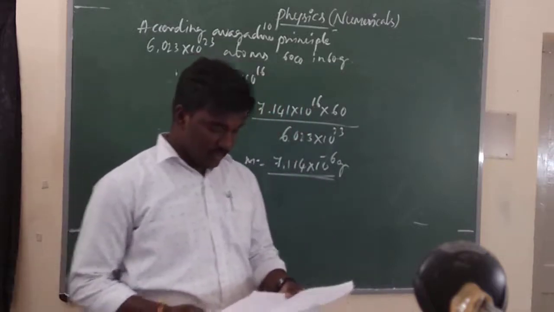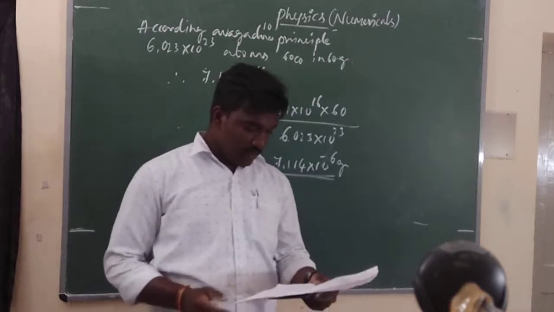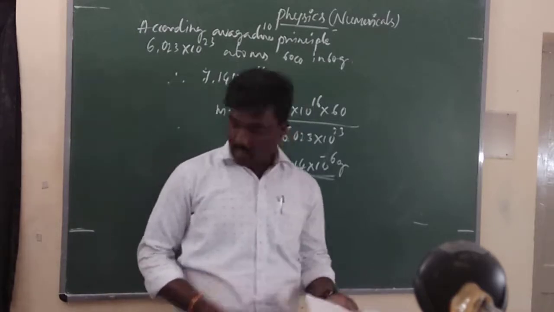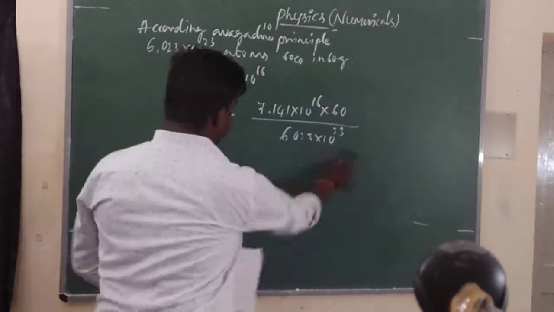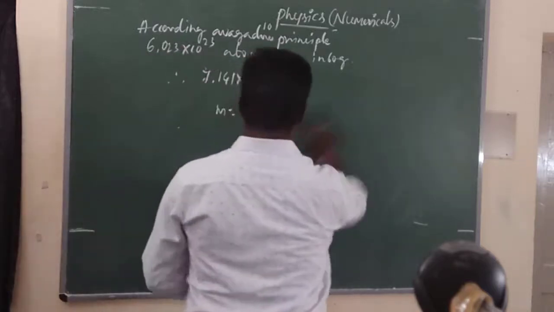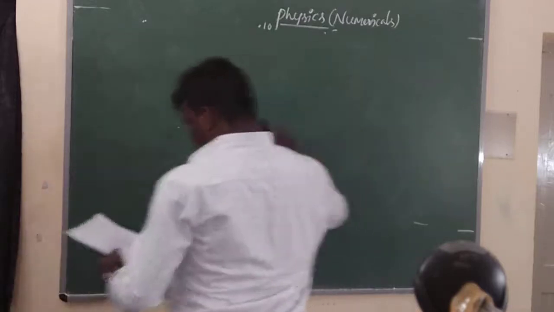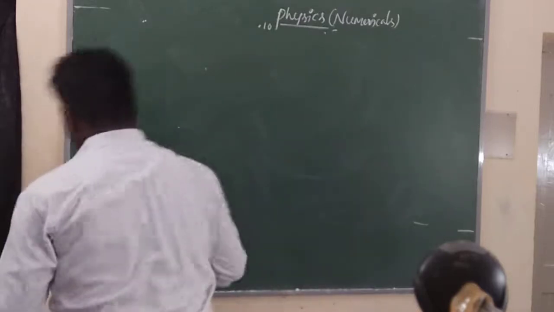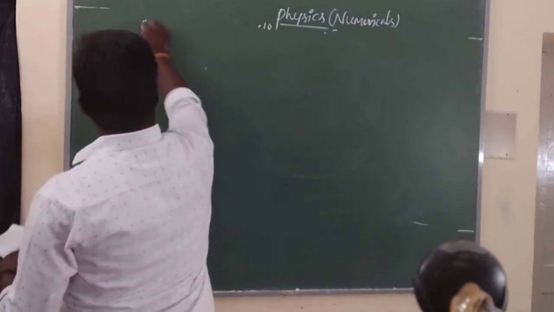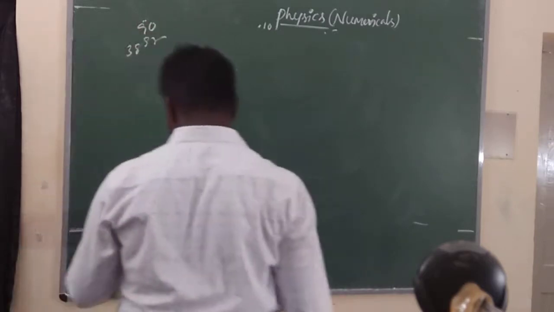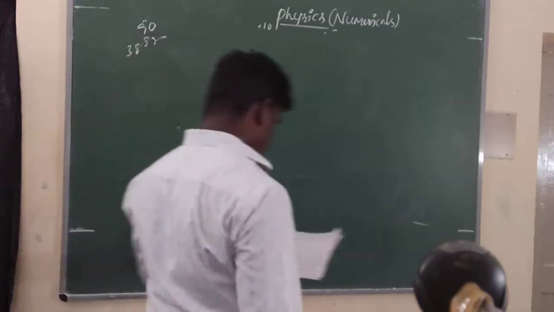Next numerical, just listen. The half-life of strontium-90 is 28 years.